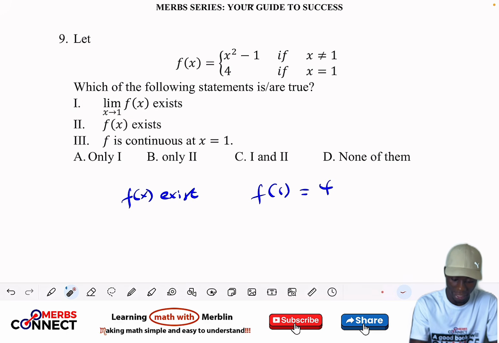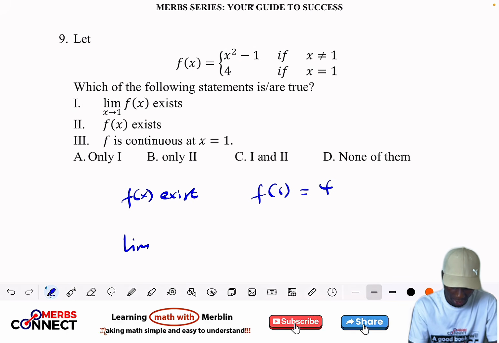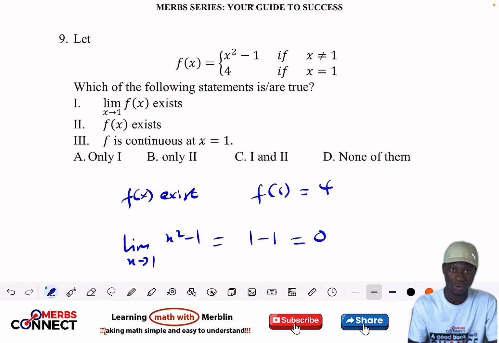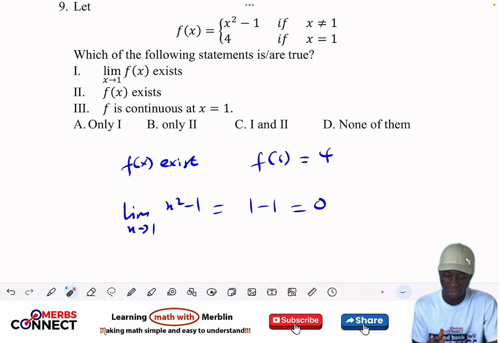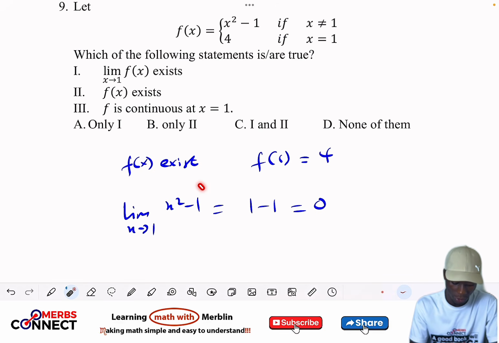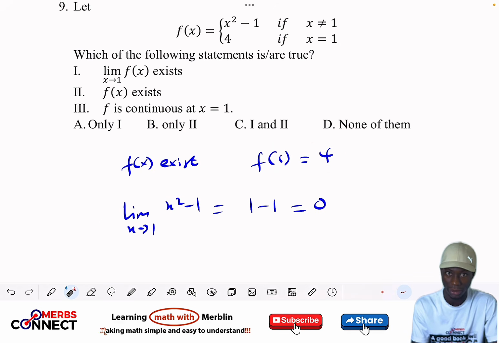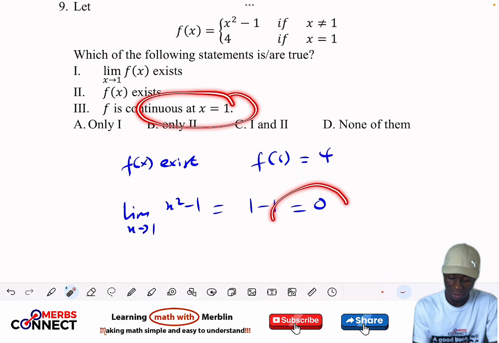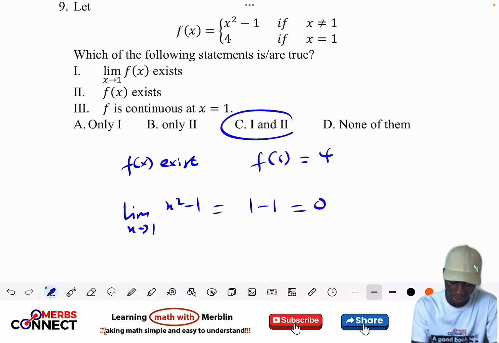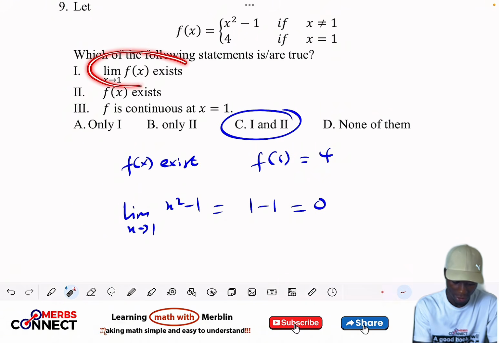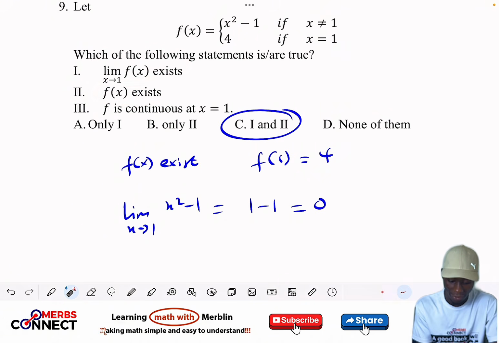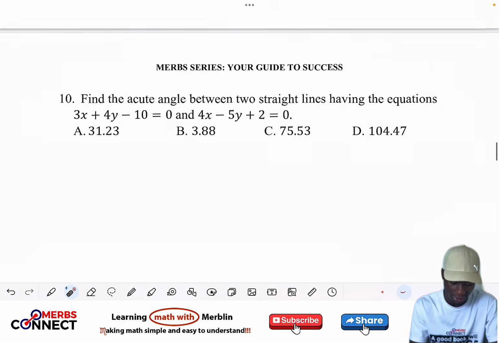Finding the limit exists means checking the limit from here. So limit as x is approaching 1 of x squared minus 1. I plug in 1, 1 minus 1 is equal to 0. That one too exists. But you see that the function is not continuous at 1. Why? Because this is not the same as this, right? For the function to be continuous at 1, this should be the same as this. So the best option is C, which is I and this. So this one, we are even lucky enough they didn't include an option where we have I and I. So the answer here is going to be C from there.